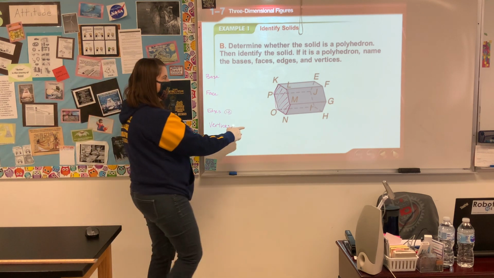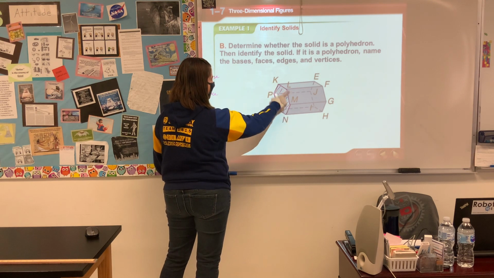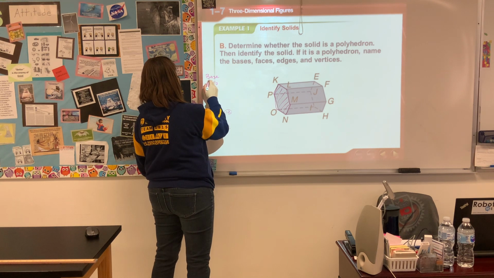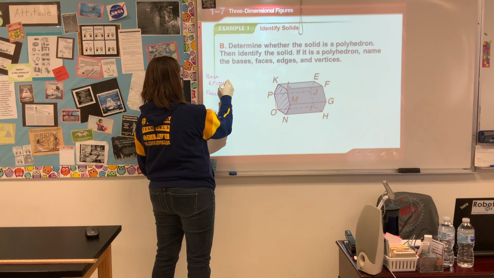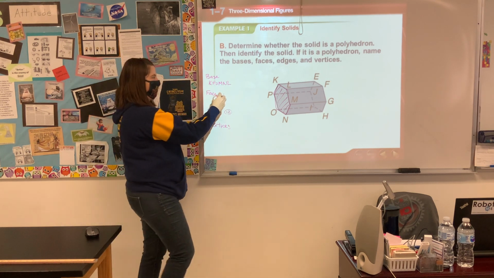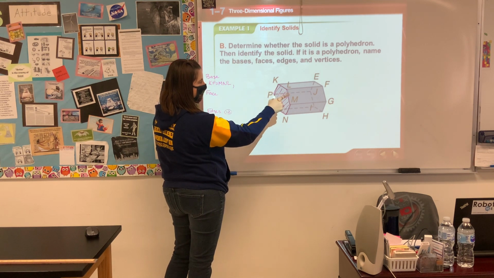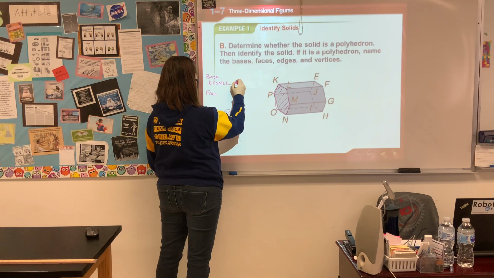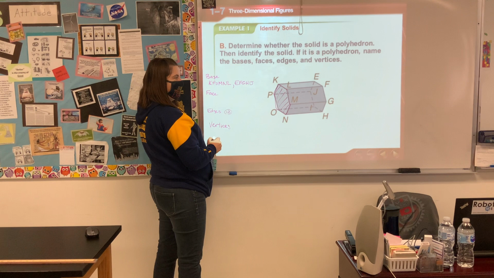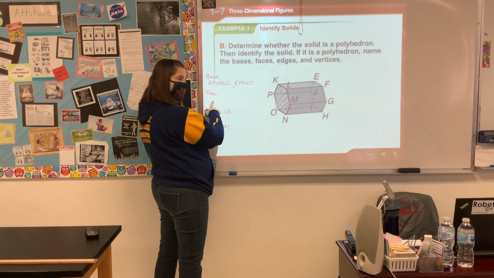Our bases here are, let's start, K-P-O-N-M-L. So whenever I'm naming this base, I need to have all six vertices. The other side, the other base, E-F-G-H-I-J. Okay, now these two are also faces, so I include them here as well.